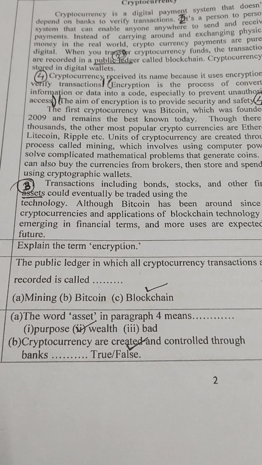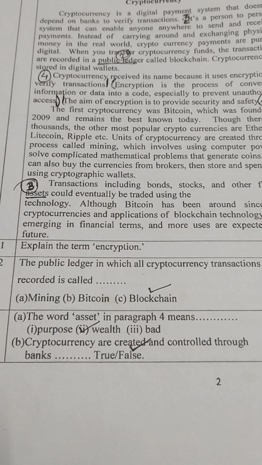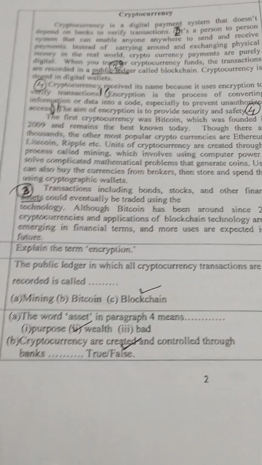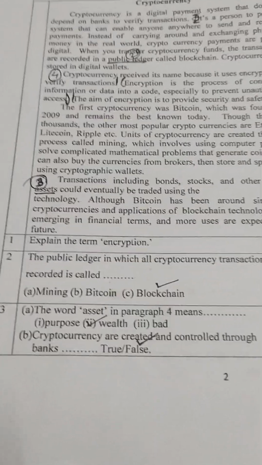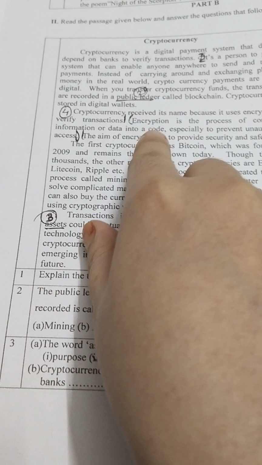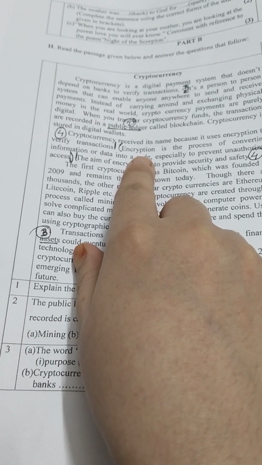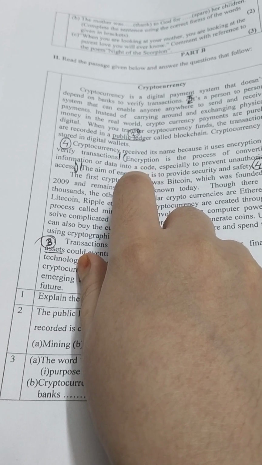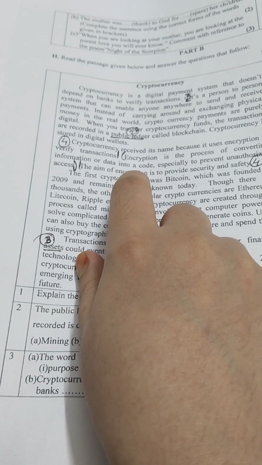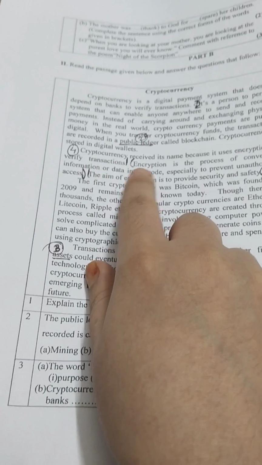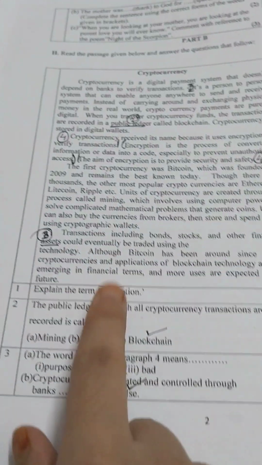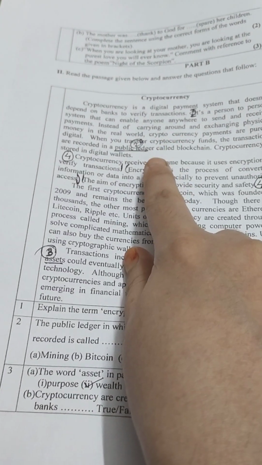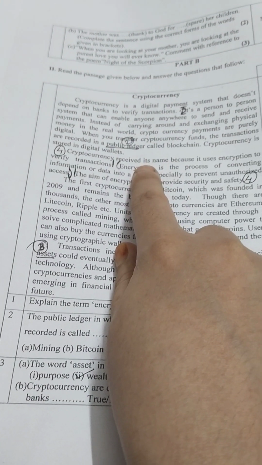For example, explain the term encryption. Here the word is encryption. So what we have to do is underline the word encryption, and then we can go to the passage and see: encryption is the process of converting information or data into a code, especially to prevent unauthorized access. So we want to do it like that. First we underline the word, then we search for that word in the passage, and then we can get the answer.